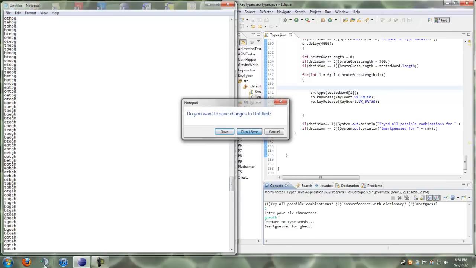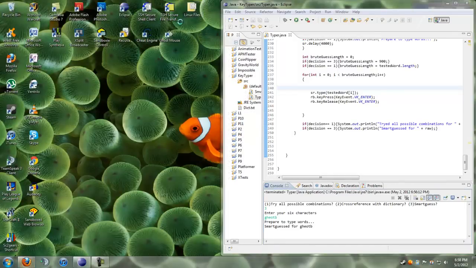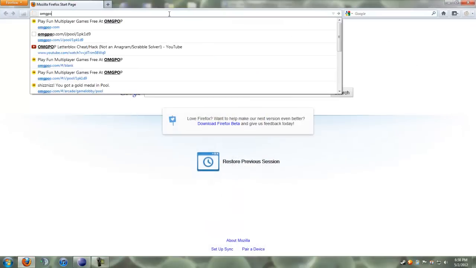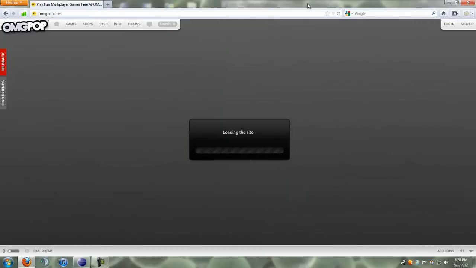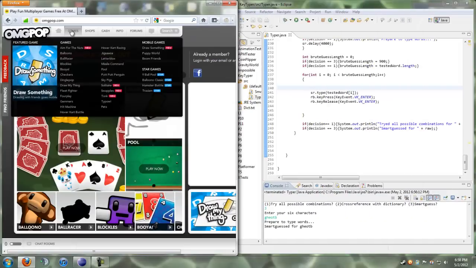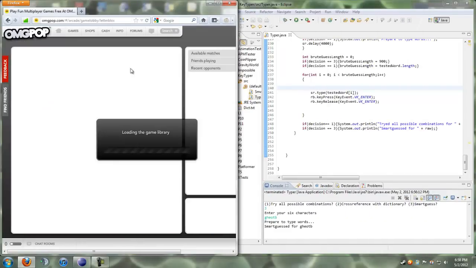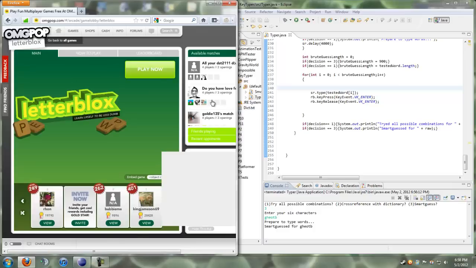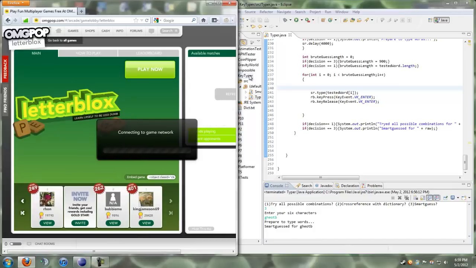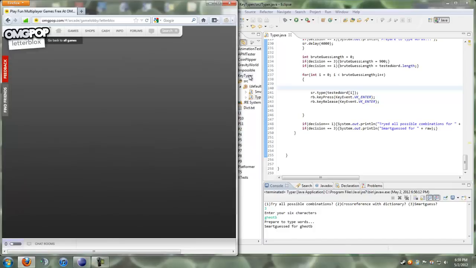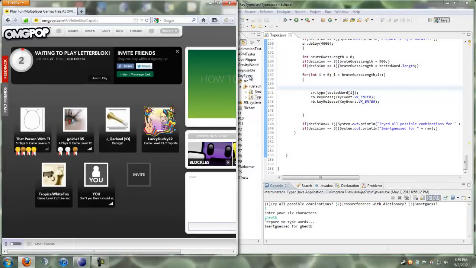I'm gonna demonstrate it really quick on OMGPOP. And if you're worried about the legitimacy of something like this, don't be, because I don't ever play Letterblox anyway. This was just a demonstration to see if I could make a program that does it and does it well, and I think it does.